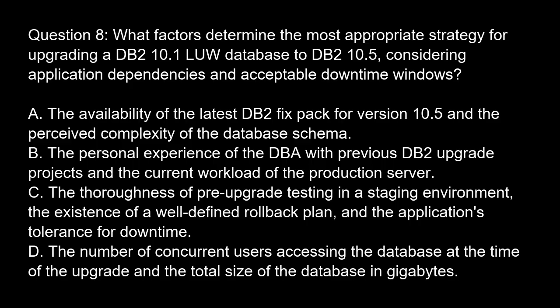Considering application dependencies and acceptable downtime windows. Option A. The availability of the latest DB2 fix pack for version 10.5 and the perceived complexity of the database schema. Option B. The personal experience of the DBA with previous DB2 upgrade projects and the current workload of the production server. Option C. The thoroughness of pre-upgrade testing in a staging environment, the existence of a well-defined rollback plan, and the application's tolerance for downtime.